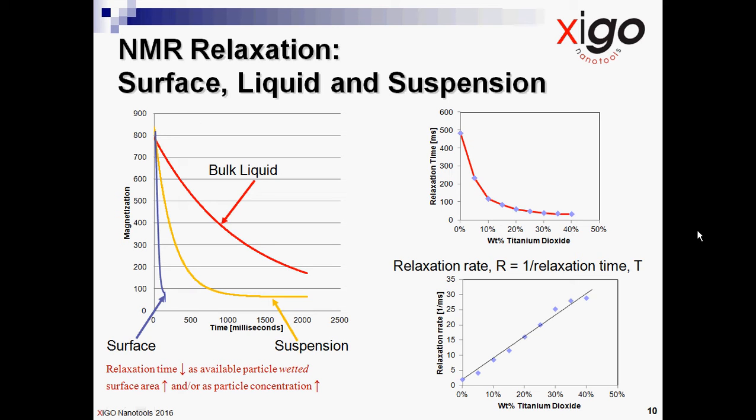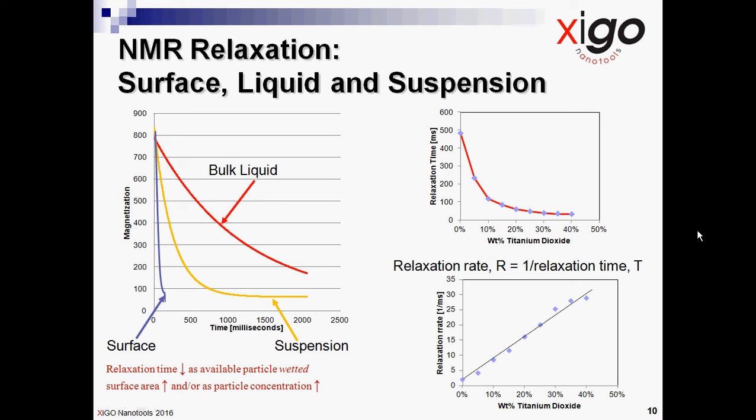The top graph on the right shows how the relaxation time decreases as the particle concentration increases. The example given is for an aqueous dispersion of 100 nanometer titanium dioxide. Thus, for repeatable measurements, it is important to know the concentration fairly precisely, especially the more dilute a suspension.